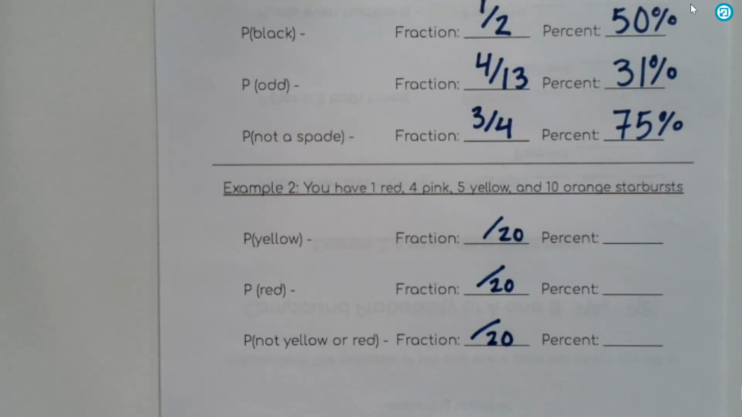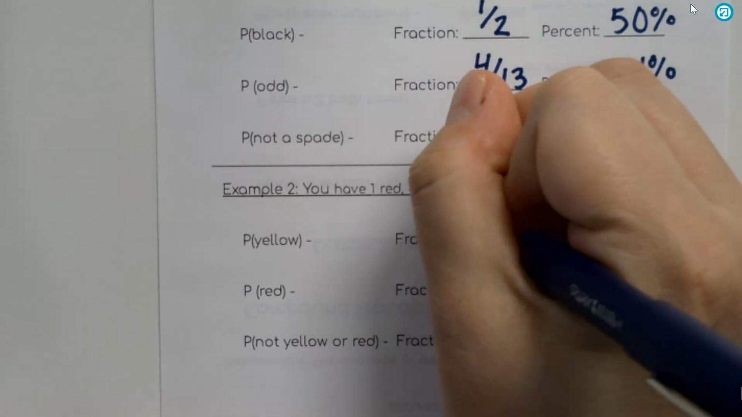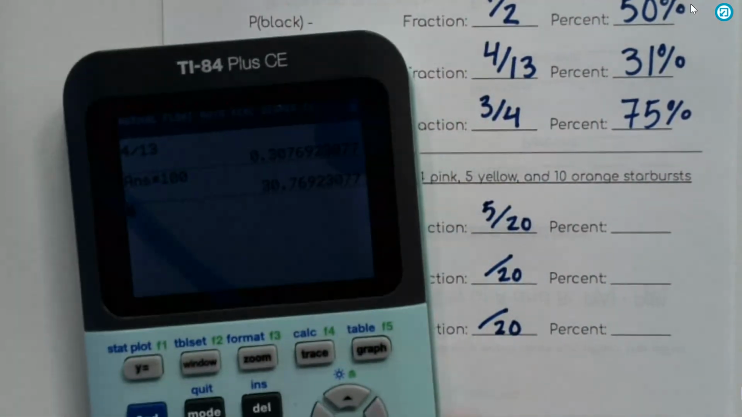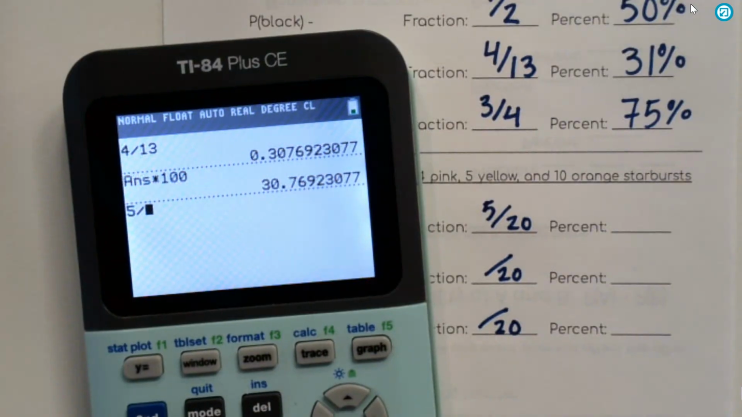Okay, the probability of picking a yellow one, there are 5 yellows, so that's going to be 5 out of 20. And 5 out of 20 is 1/4, it's 25%.